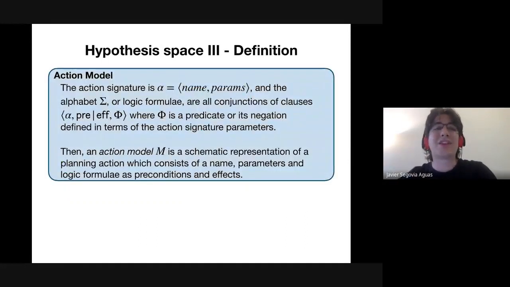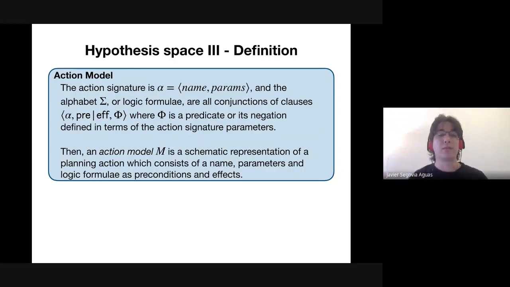So what is the exact definition then of the hypothesis space? A hypothesis space is an action, what we understand as an action signature. An action signature is just the name of an action, like pick, and the params, a block. And the alphabet, which is sigma, or logic formulae that are all conjunctions of clauses. We have these triplets then now in the problem of action signature, precondition or effect, and phi, where phi is a predicate or its negation defined in terms of the action signature parameters. We will show an example now.